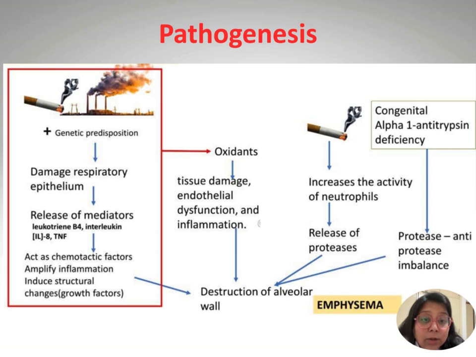Smoking increases the activity of neutrophils, and it causes release of proteases which also contribute to the destruction of the alveolar wall. In patients with congenital alpha 1 antitrypsin deficiency, there is protease antiprotease imbalance, which also causes destruction of the alveolar wall. And all of this contributes to emphysema.